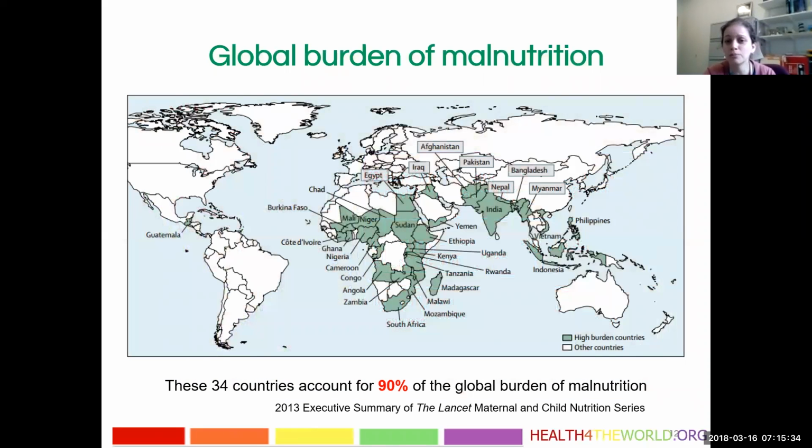In terms of global burden, looking worldwide, these 34 countries in green are thought to account for about 90% of the global burden of malnutrition. However, as you know, we're seeing a lot of what we call nutrition transition, where we're seeing a lot of overlap of underweight and obesity. And we certainly see both in the US as well, with more obesity, but it's still undernutrition in other ways.